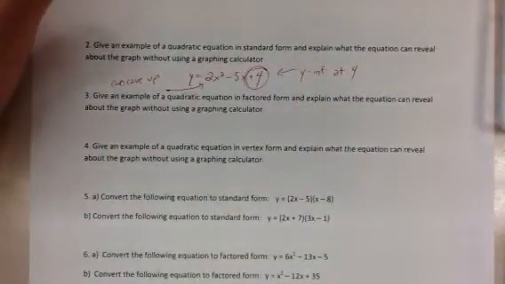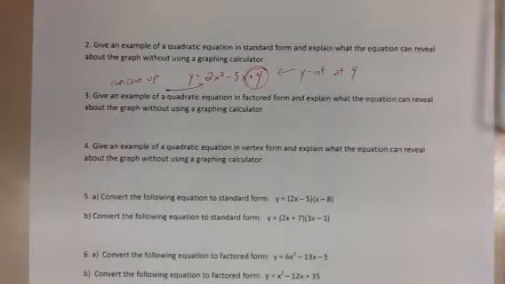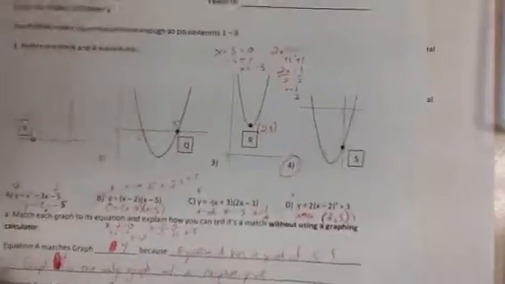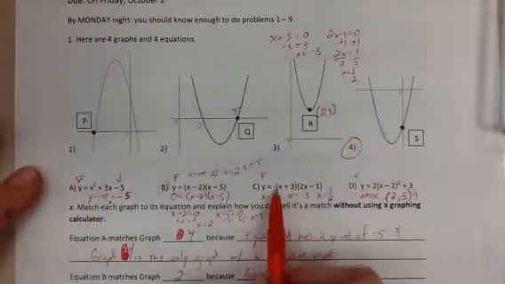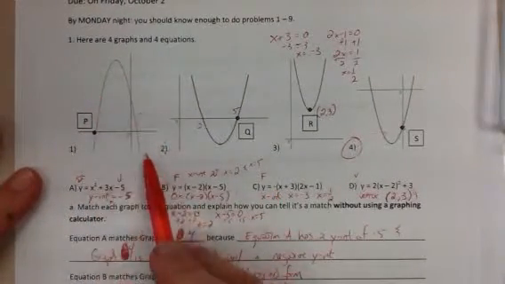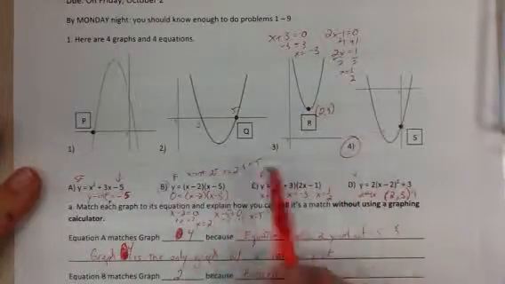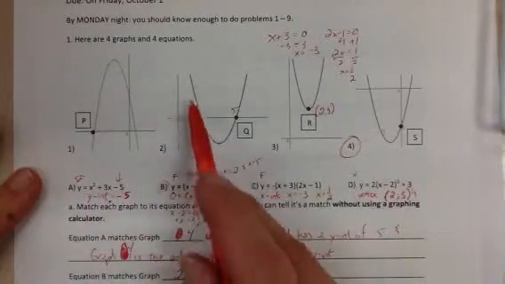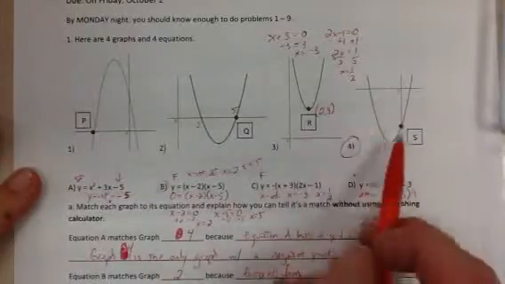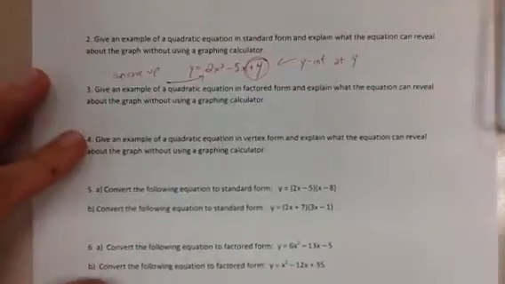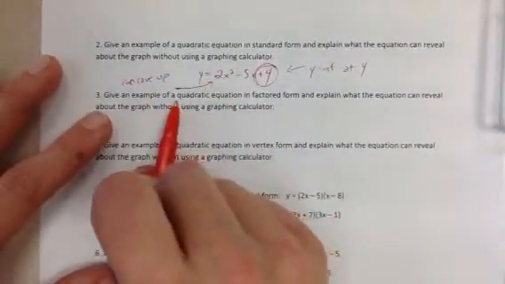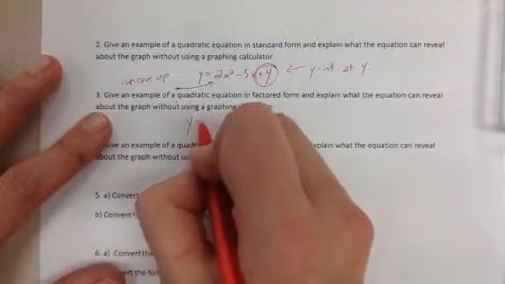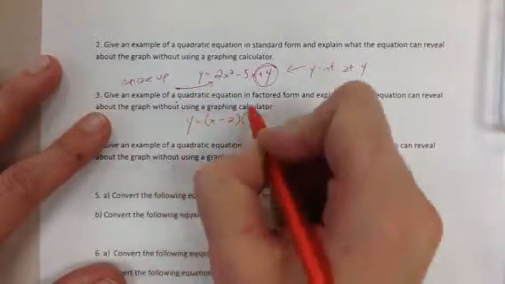I want to point out that actually the concavity can be figured out from any form. Like if you look here, there's a negative number right there. So notice that C matched with graph 1, it was concave down. All of the other ones had positive, positive, positive, so they were all concave up. So each form can show you something about the concavity, but only the standard form is going to have that y-intercept pop out.